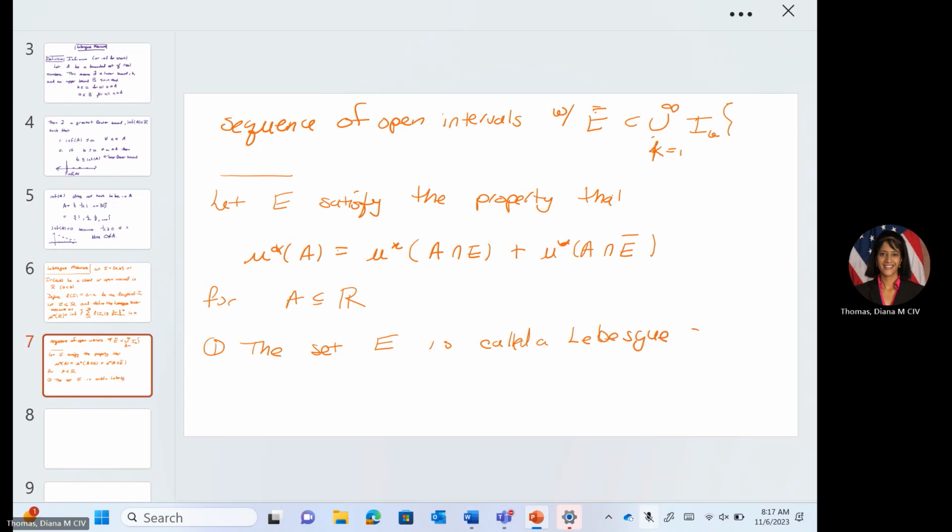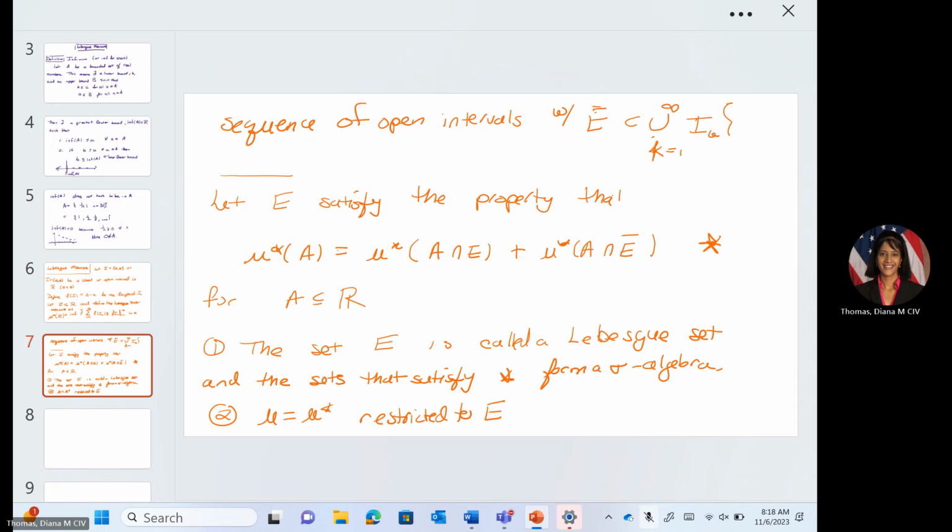That's called a Lebesgue set. And it forms a sigma algebra. We will definitely not be proving that in here. That's called the Lebesgue measure. And that, my friends, is a definition of Lebesgue measure, the easiest one I could find.